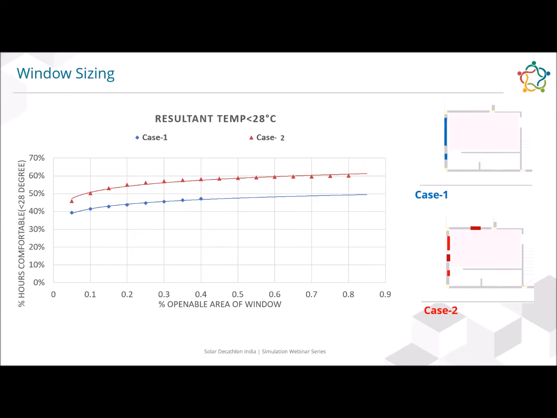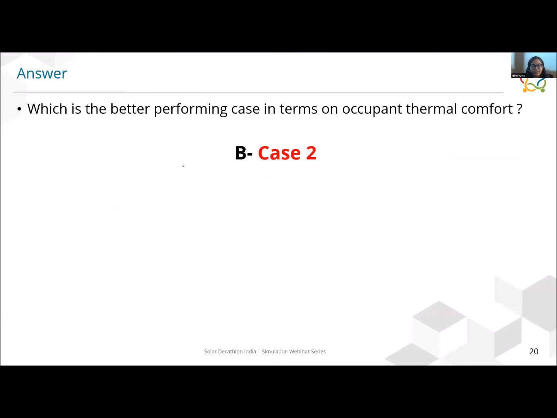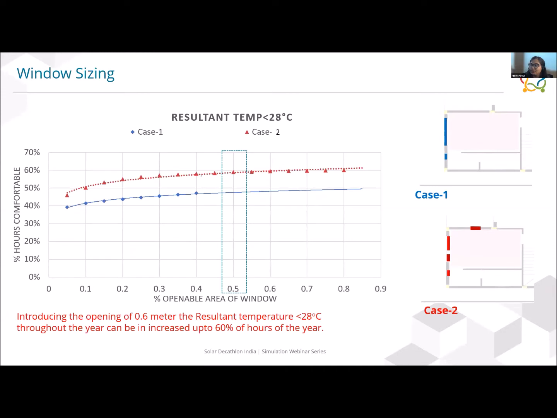Okay, I'll now close the poll, and we've got the results in. Here are the results. Here again, most of you are correct. The answer is case 2, because this is the better case, because you are providing cross ventilation here. We get the maximum percentage of opening. So that was again a better working case.